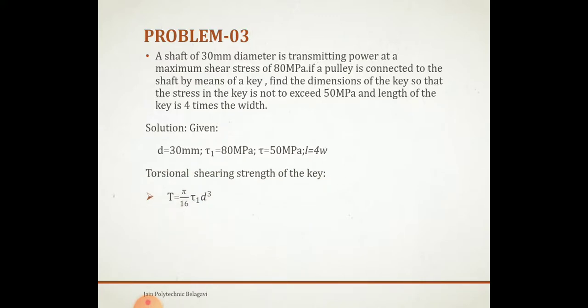Start with the torsional shear strength: T equal to pi by 16 tau into D cube. Substitute all the values and calculate the value of T. Okay, so T is 424115 Newton mm. Now consider the shearing strength of the key. We know the shearing strength formula of the key which we already solved in the previous slide, that is T equal to L W into tau into D by 2.